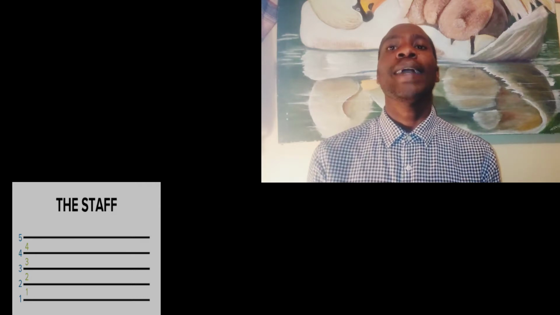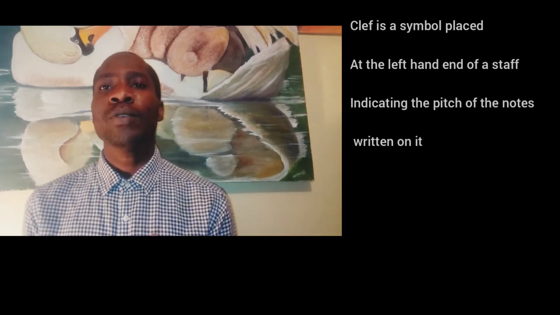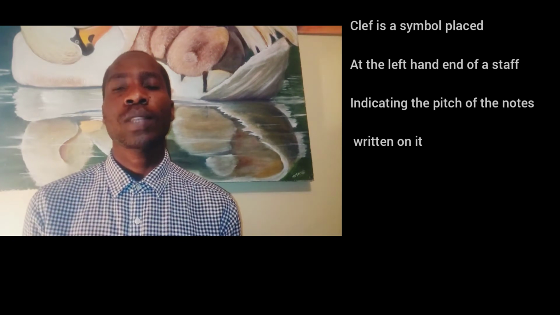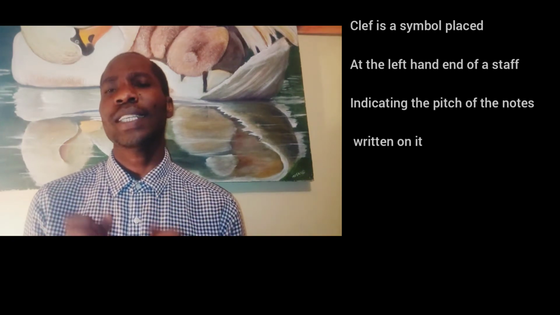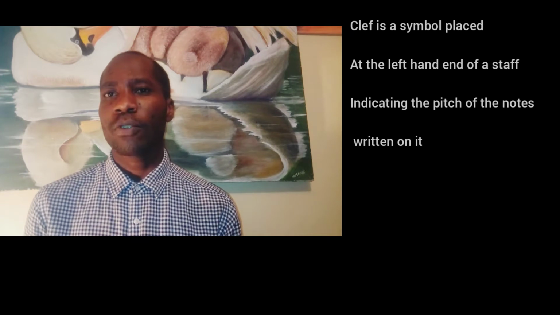But for a staff to make meaning in music, it is accompanied by, or placed with, something we call a clef. So what is a clef? A clef is simply a musical symbol that is placed on the staff to indicate the correct pitches of musical notes on the staff. So it's a sign placed on the staff that helps us get the correct pitches of notes on the staff.